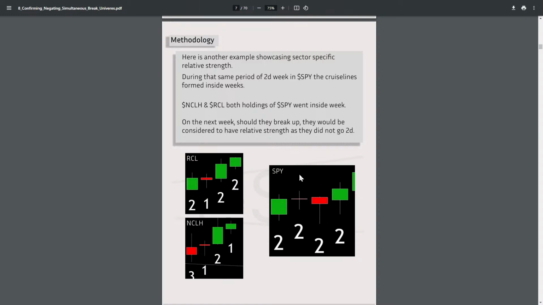Here's another example showcasing sector specific relative strength. So during that same period, 2 down week in SPY, the cruise lines formed inside weeks. So you can see here, RCL was an inside week, NCLH was an inside week, and SPY, yeah, 2 down. 2 down. Okay, sorry, that confused me because it was the second candle on these. So, okay.